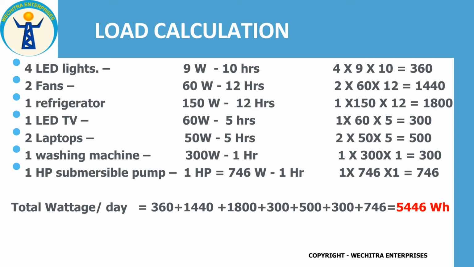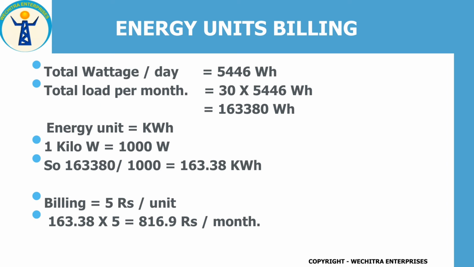Now to get the total wattage of the home per day, we will add all these appliances' wattage. We will add 360 plus 1440 plus 1800 plus 300 plus 500 plus 300 plus 746. It will come out to 5446 watt hour. Now to work out the energy bill of this home, we need to do the following calculation. The total wattage is 5446 watt hour, which is the load for a day.